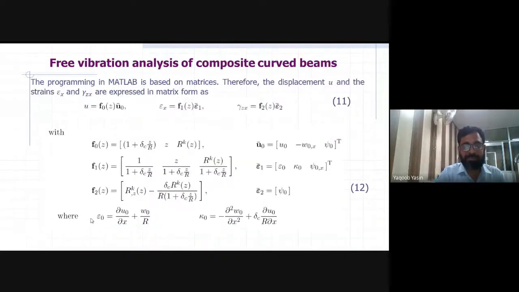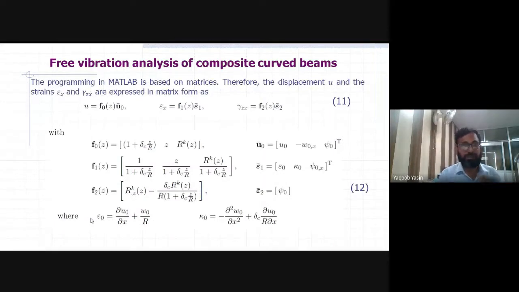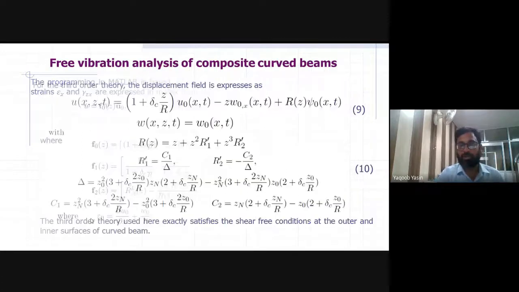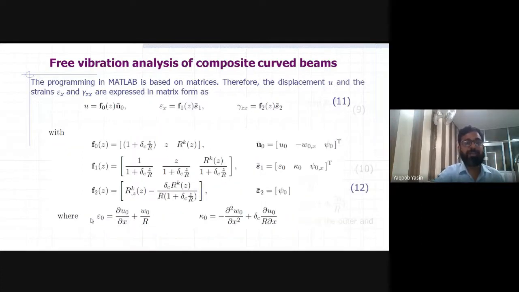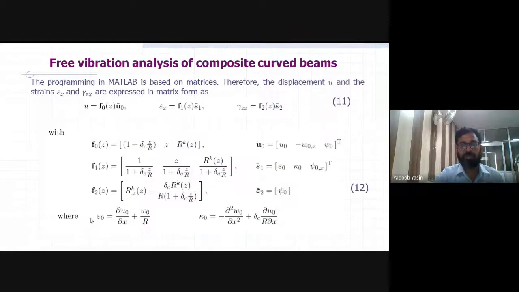Now after finding the strains and displacements, we represent them because we want to develop a program in MATLAB. Therefore, we represent these functions in terms of matrices. For example, the displacement of third order theory, equation number 9, can be obtained in matrix form like this, where F0 is some function of Z, which is given in equation number 12. U0 is a vector containing the three displacements which are shown in equation number 9: U0, W0, comma Z, and psi naught. These are the variables of the third order theory.